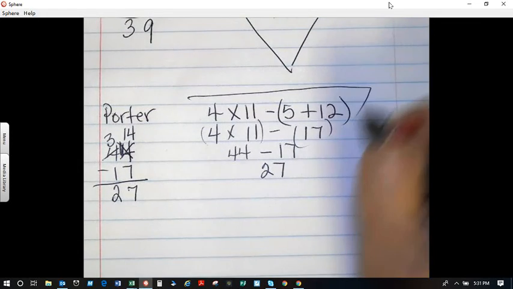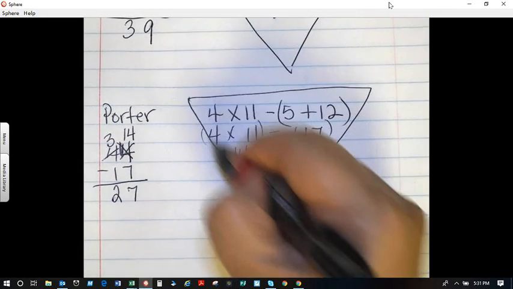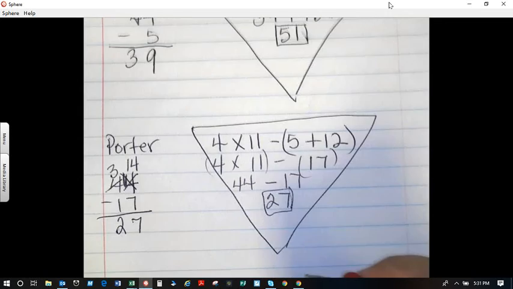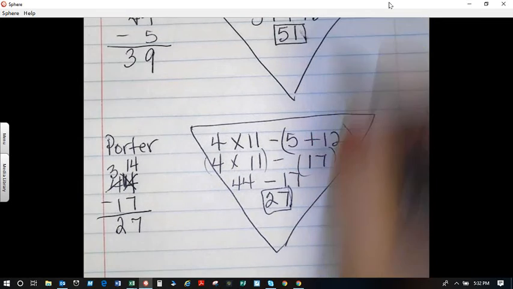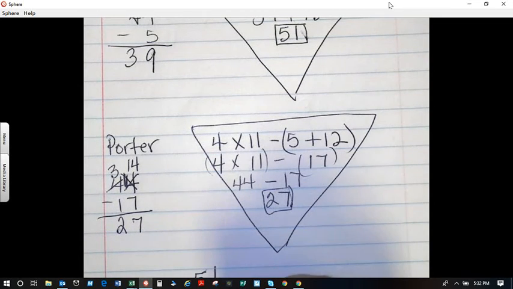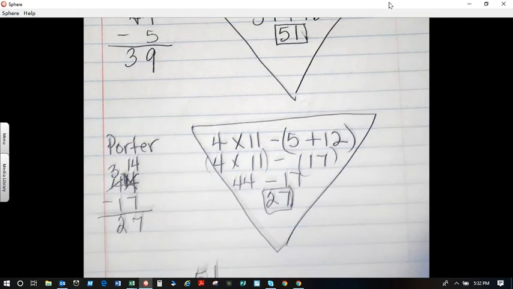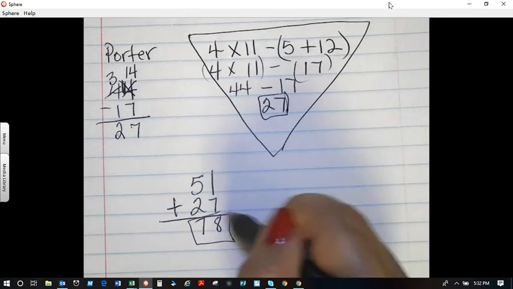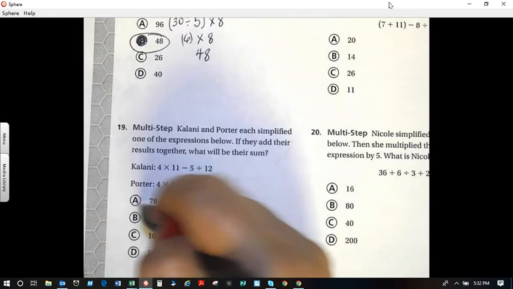Again, nothing is in my upside down triangle. And then it said that I needed to add those together. So I'm going to take my 51 for Kalani, and Porter had 27. 7 plus 1 is 8. 5 plus 2 is 7. And so the answer is, oops, sorry about that. So I added those together, and the answer is 78. So on here, the answer is A.